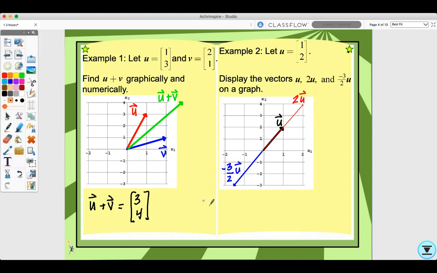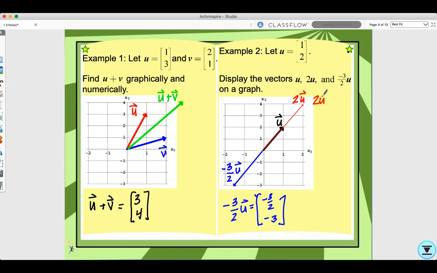So here, if I was going to find negative 3 halves u algebraically, you would just multiply 1 by negative 3 halves and 2 by negative 3 halves to get negative 3. And if I did 2u, it would equal 2, 4 if you wanted to find it algebraically.